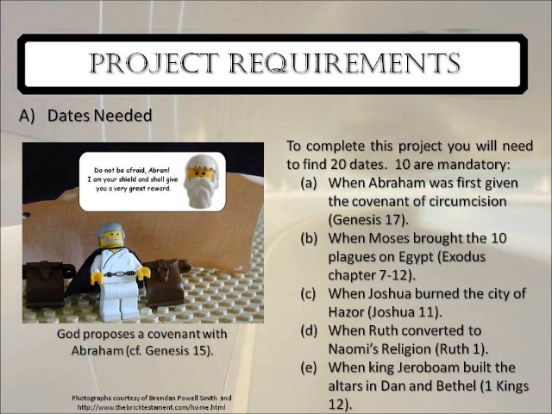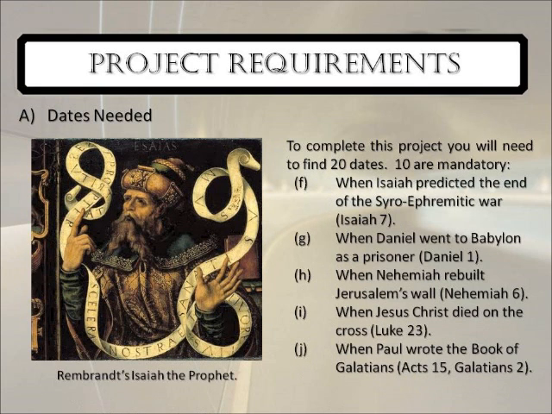C, I want you to find the date when Joshua burned the city of Hazor, and you can find that story in Joshua 11. D, I want you to find the time when Ruth converted to Naomi's religion. You can find that story in Ruth chapter 1. And E, I want you to find the time when King Jeroboam built the 2 altars, one in Dan and one in Bethel. You can find that story in 1 Kings chapter 12.